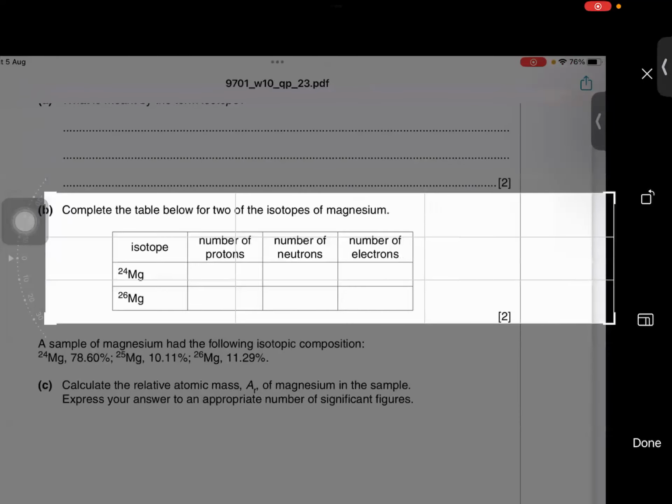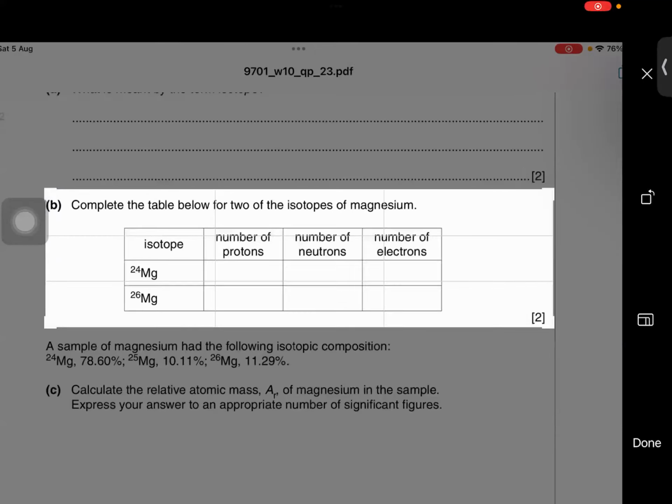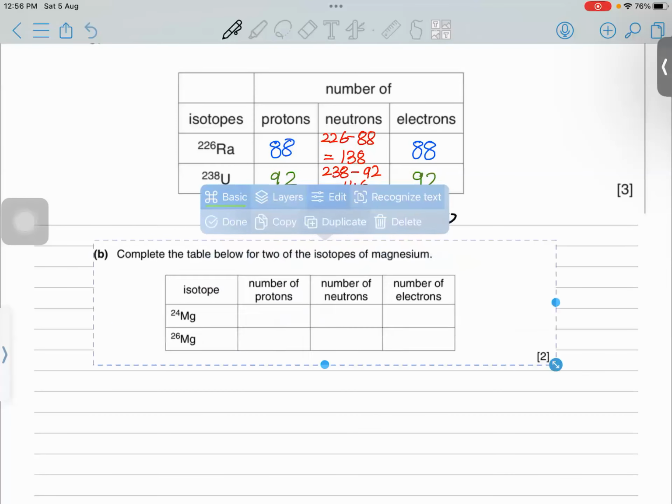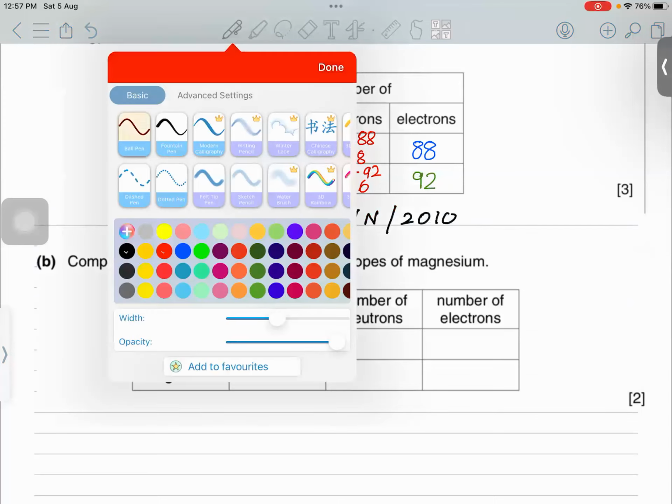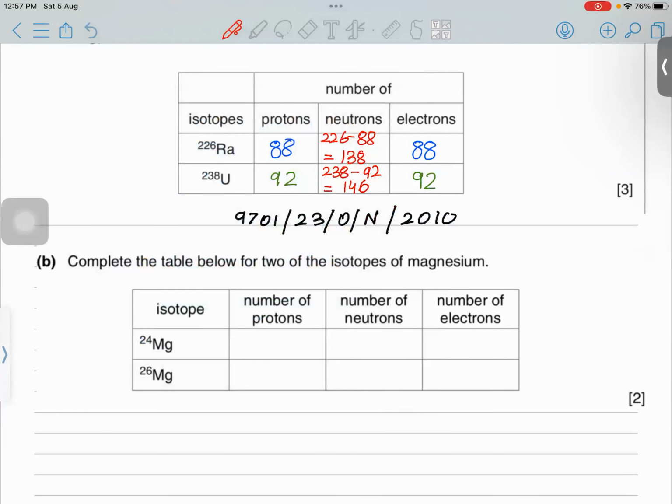This is for 2 marks, right? Yes. Tell me how to solve this question. So first we look at the periodic table for the number of protons. Very good, magnesium. First, find the number of protons by seeing the proton number from the periodic table. So 12 protons for magnesium, 12 protons for this magnesium again.